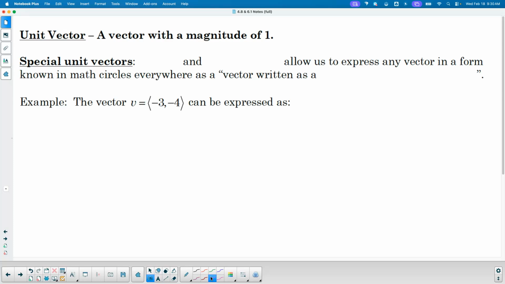1 comma 0. We're going to call that vector i. What's the other easy one? 0 comma 1. We're going to call that vector j. Those are special vectors because now we can rename any vector using the linear combination of i and j.